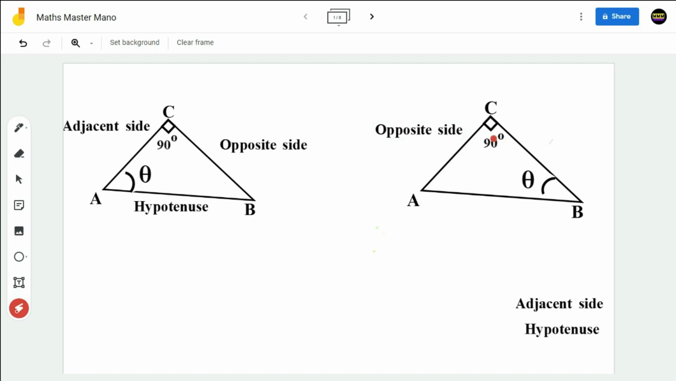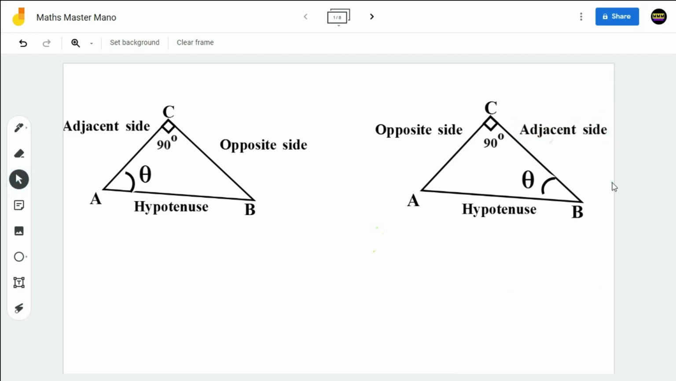The side opposite to 90° will be the hypotenuse. That is, the side AB will be the hypotenuse. After naming the opposite side and hypotenuse, the third side BC will be the adjacent side. Thus, we have named the sides of the right angle triangle by observing the angle theta.